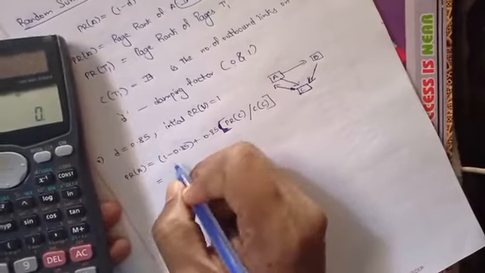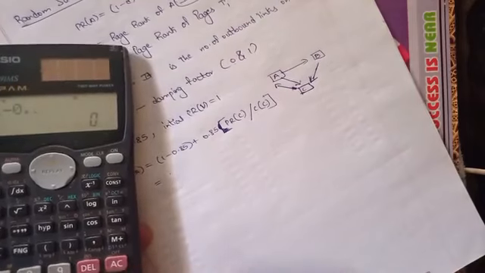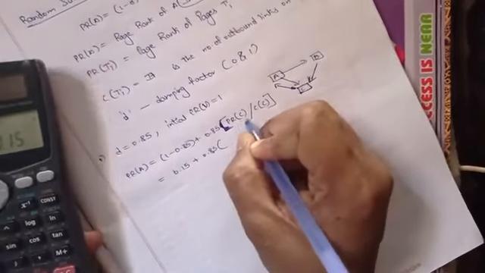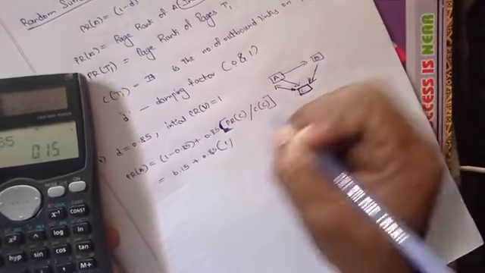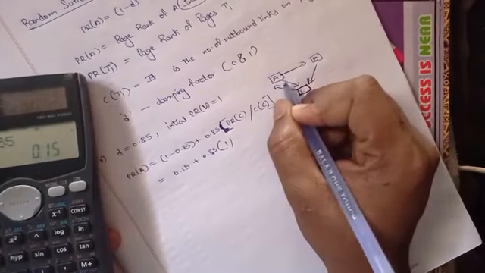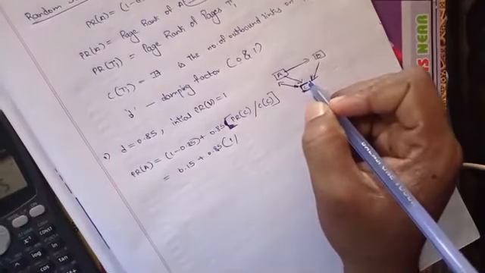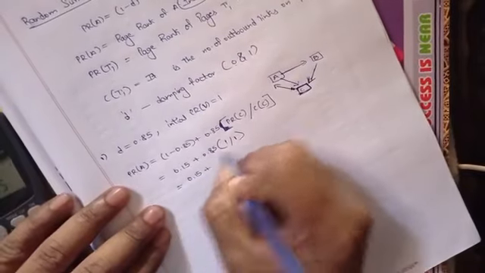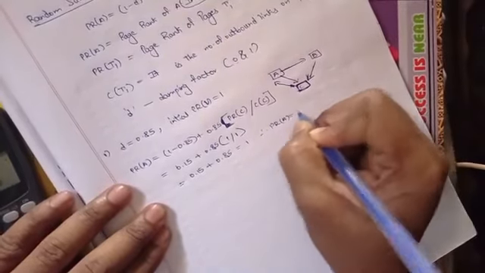So let us take your calculator and try to solve it. 1 minus 0.85 results in 0.15, plus 0.85 of PR of C. PR of C is nothing but the incoming edge from C. How many incoming edges are there? 1 by the number of outgoing edges from C, which is 1. So we get 0.15 plus 0.85, which results in 1. Therefore the page rank of A is equal to 1.